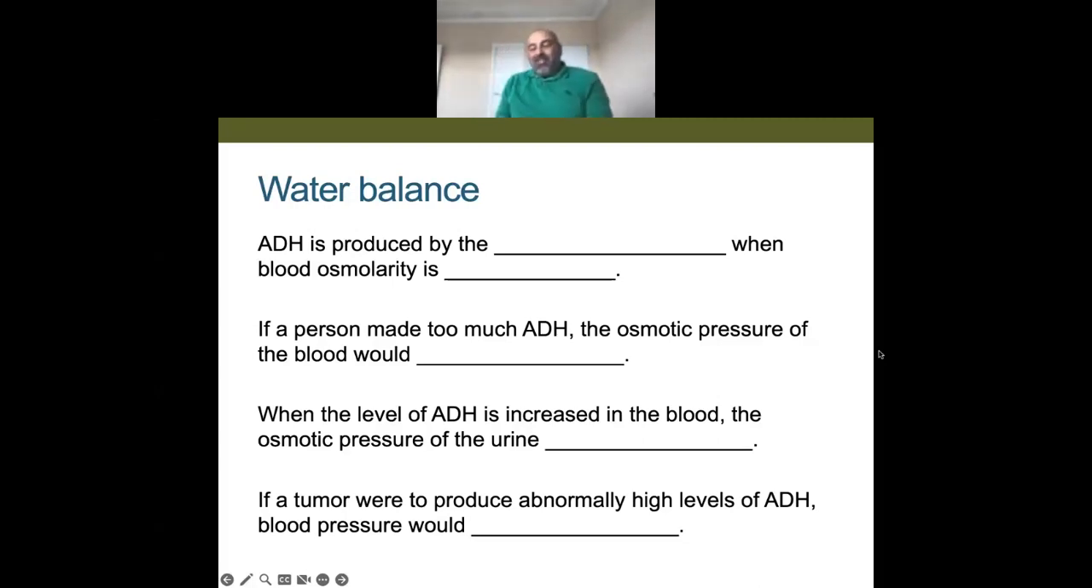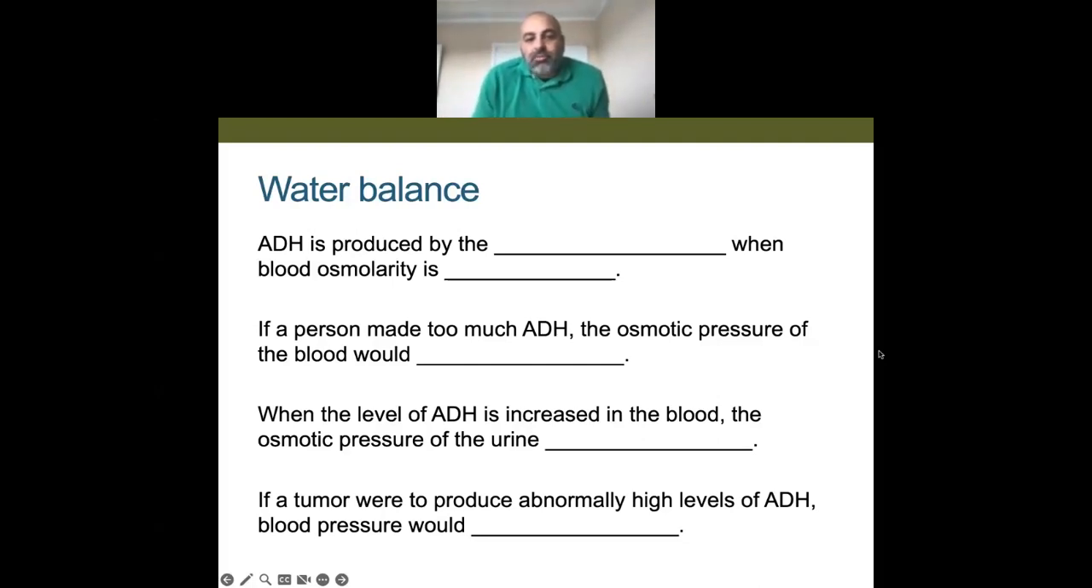Okay, when blood osmolarity is high, think about it in terms of salinity. If I lose water, I'm holding more salt. The salt to water ratio, right? As I lost water, the salt level is high and the water level is low. So osmolarity is high, water is low, so the concentration of solute is high. So it senses that and releases ADH.